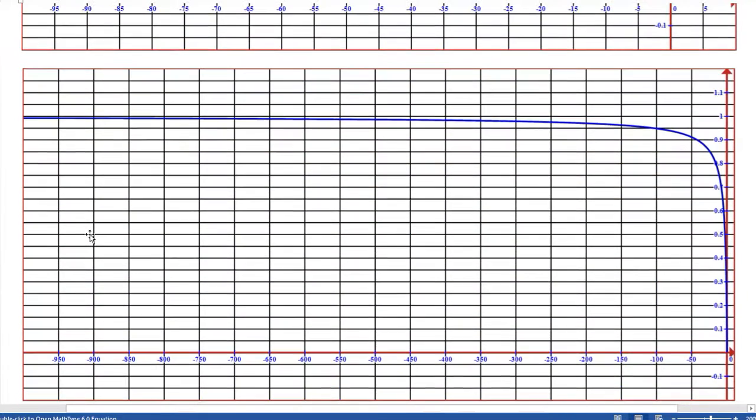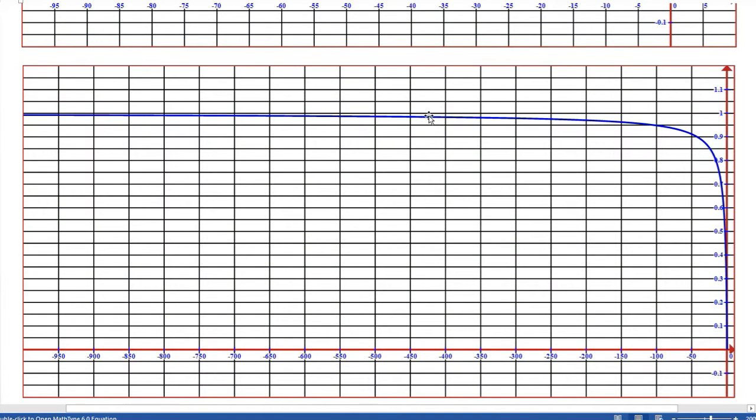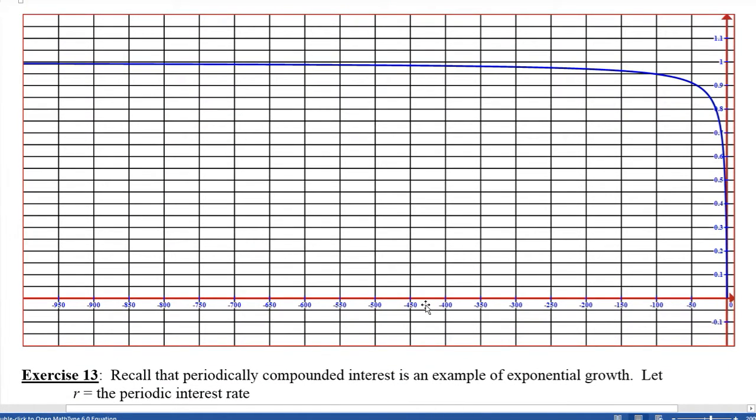So this time I zoomed out to -1000, and now you can actually see it starting to level out pretty close to the asymptote. Maybe even if we zoomed out even further, then it would become pretty much indistinguishable from the asymptote in terms of the visual appearance.